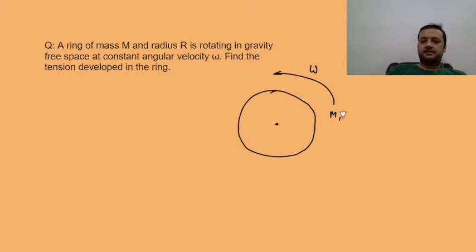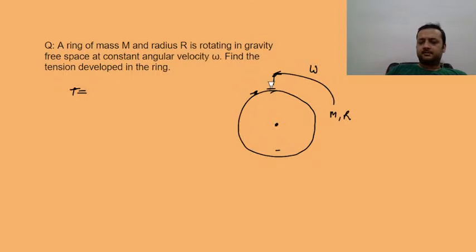This ring has a mass m and radius r. Because of the rotation about its own axis, there will be some tension developed in this ring. The reason is that you can think in terms of centrifugal force if you want. Every element will try to escape, but it is not allowed to escape because it is held by the neighboring elements. So what will be the tension developed in this?